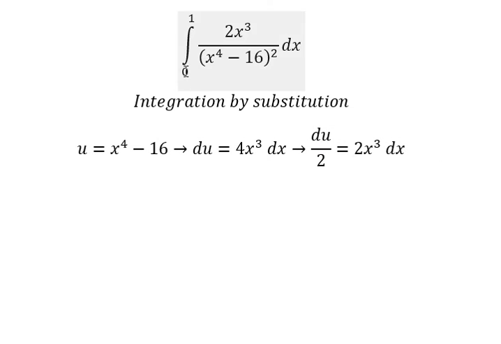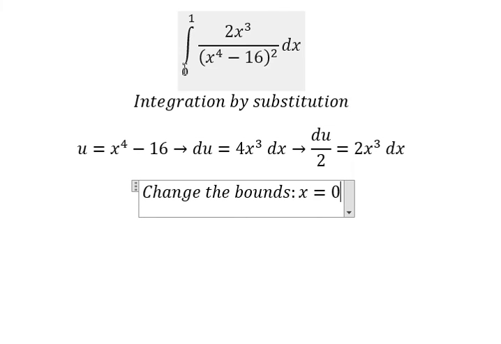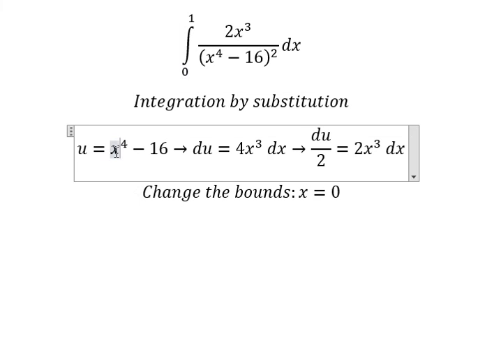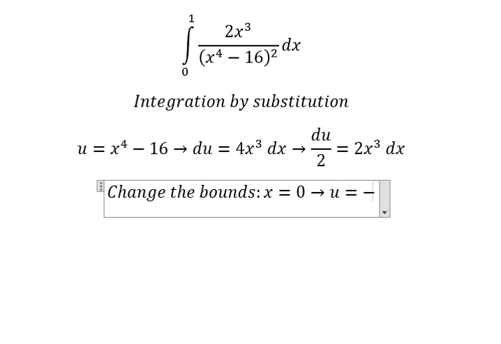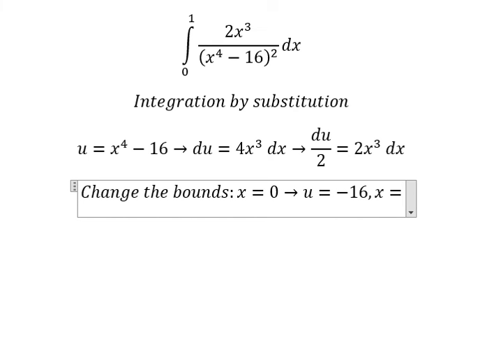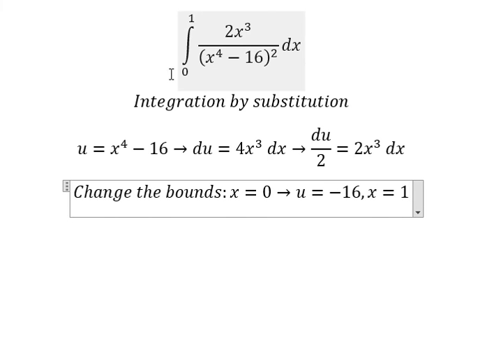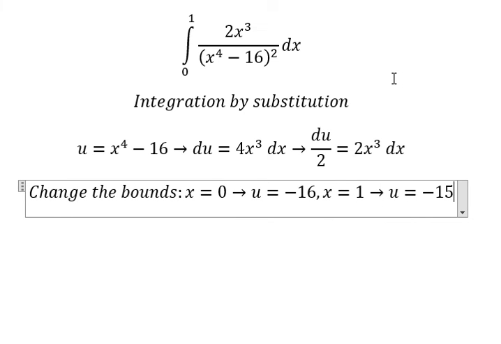Next, we need to change the bounds. When s equals 0, I will put 0 in here, and we have u equals negative 16. When s equals 1, I will put 1 in here, and we have u equals negative 15.